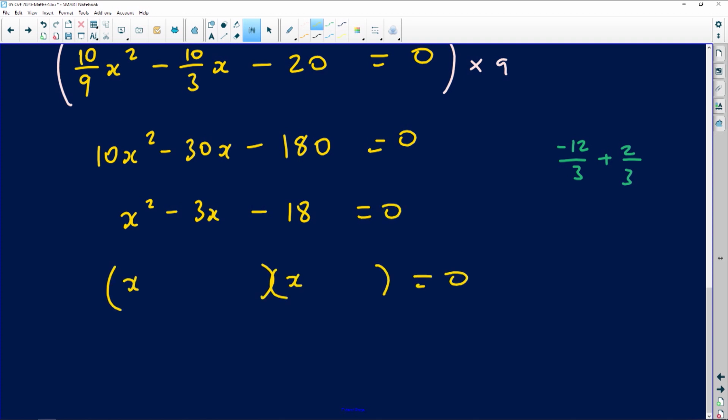Remember, if you can't factorize, it's not a shame to use the quadratic formula. It's there for a reason, okay? Factors of 18: I can get 18 if I multiply 6 and 3. The beauty about that is when I subtract them, they'll give me back my 3.